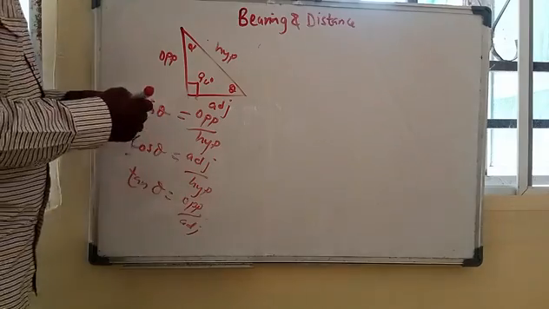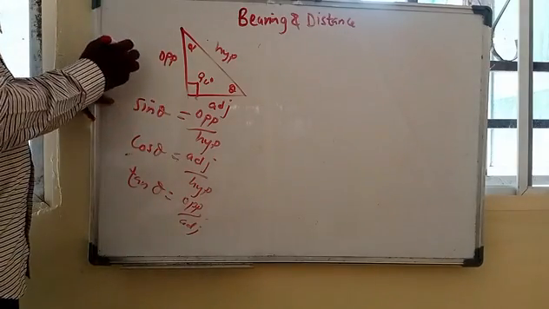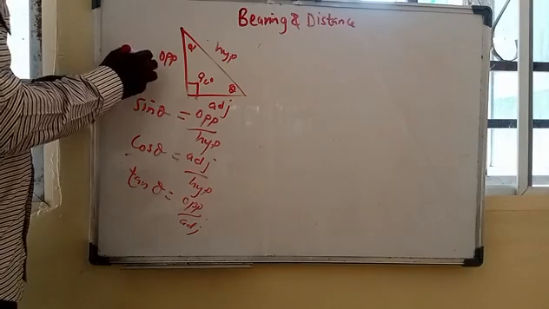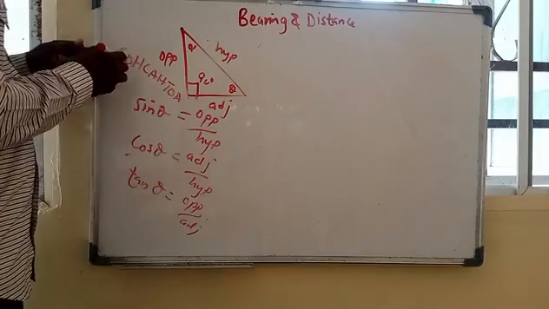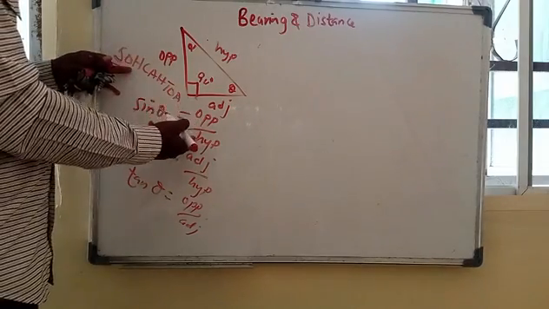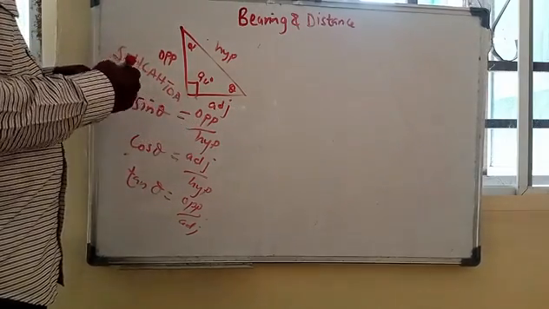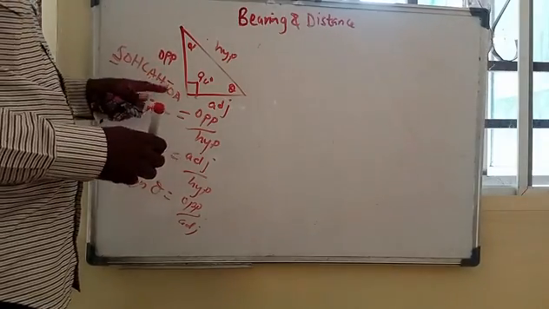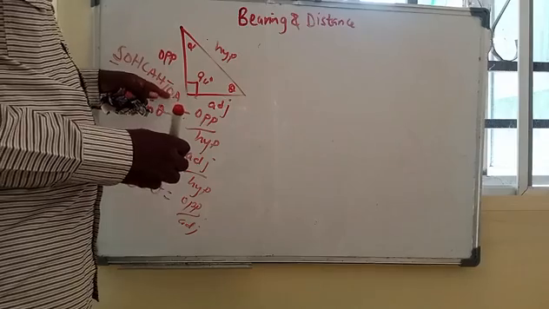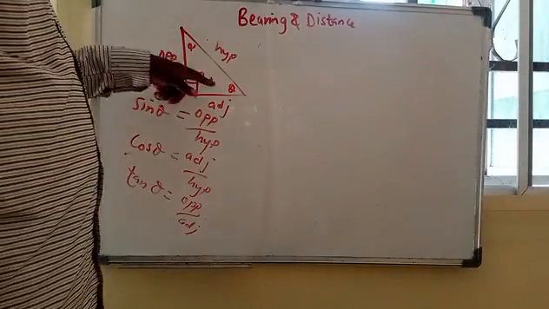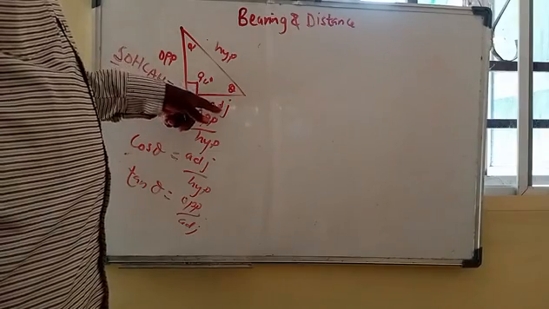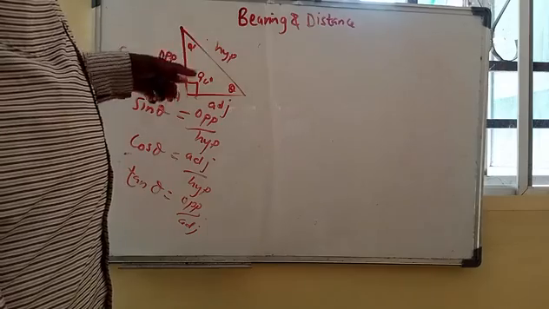So this is important. What is usually called SOHCAHTOA. So when it is sine, it is opposite over hypotenuse. When it is cosine, it is adjacent over hypotenuse. And when it is tan, it is opposite over adjacent. So if it were sine alpha, this would become the opposite and this would be the hypotenuse, and so on and so forth.